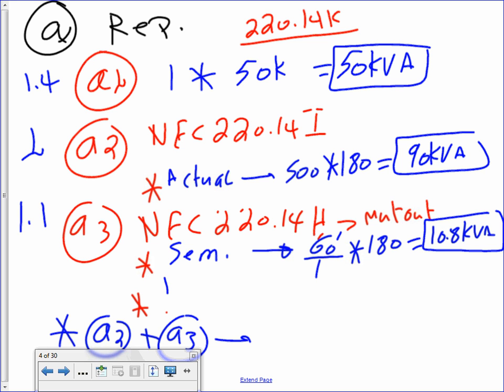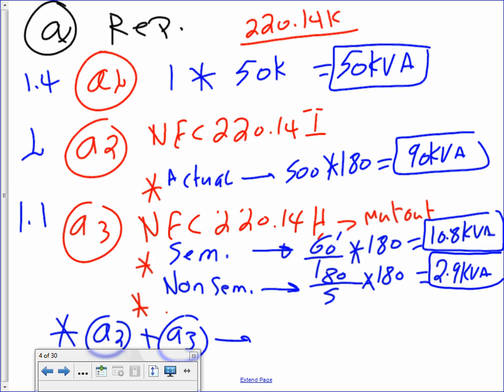If it's non-simultaneously used, 220.14H will tell you for every 5 feet, give 180 volt amp. So you take the 80, divide it by 5, multiply by 180, and that will get you 2.9 kVA.